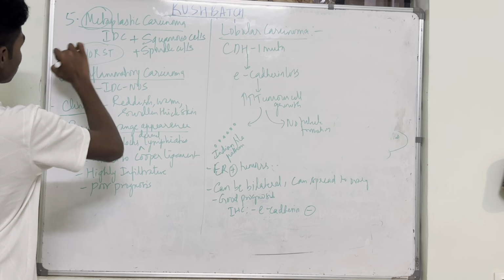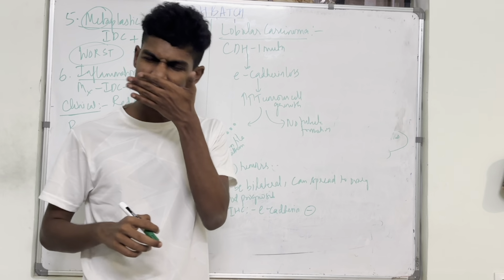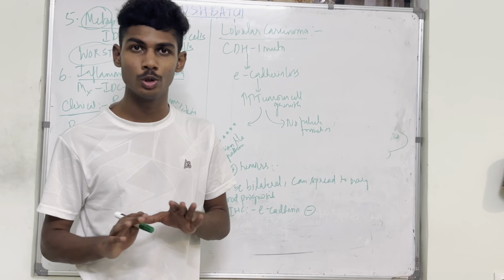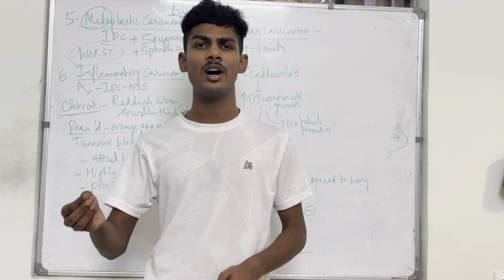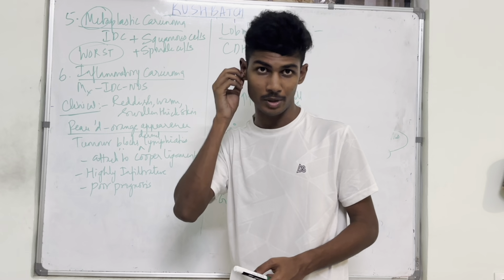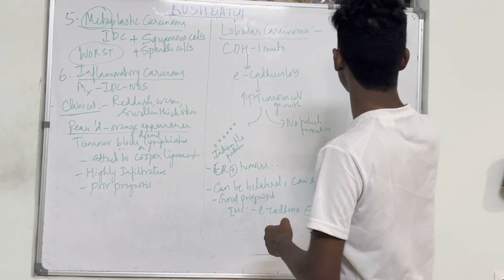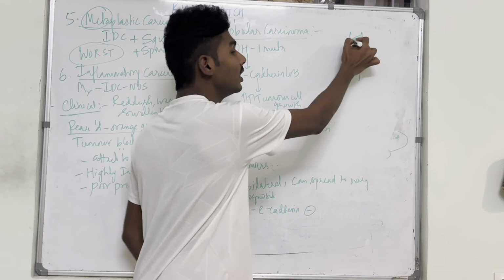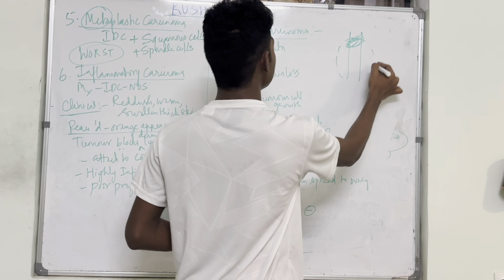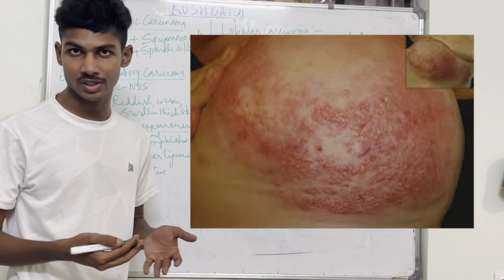Next, let us discuss inflammatory carcinoma. What do you mean by inflammatory carcinoma? If you know the signs of inflammation, you can understand this: rubor, calor, dolor. So what is going to happen in inflammatory carcinoma? The tumor will block the dermal lymphatics. If it blocks the dermal lymphatics, there will be signs of inflammation, erythema, eczema. You can find this clinically in the patient.